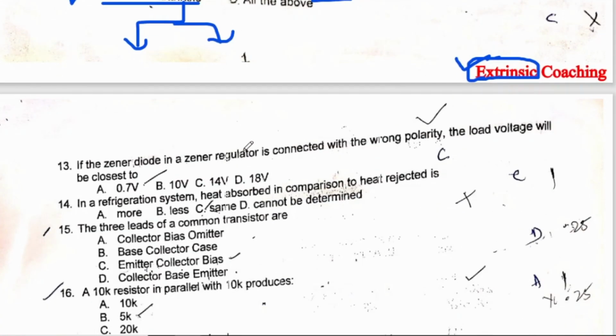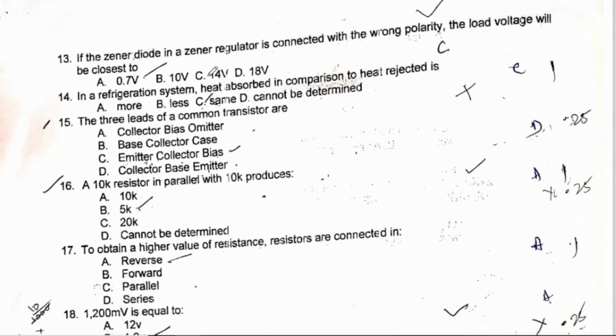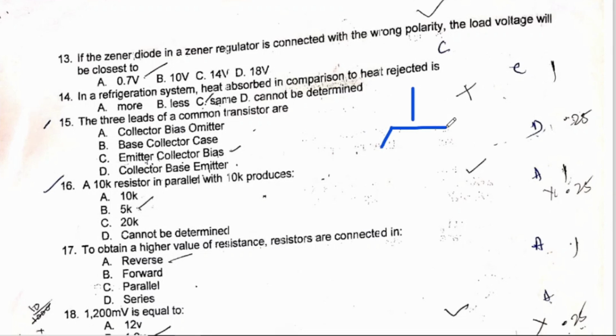Next question, question number 13. If the Zener diode in the Zener regulator is connected with the wrong polarity, the load voltage will be closest to... This is a Zener diode, for example. This is the symbol of a Zener diode. Connected with the wrong polarity means it is not reverse bias, it is forward bias. If the Zener diode is forward bias, then it will work as a normal diode and the voltage drop across the diode will be 0.7 volt. So option A is the correct answer here.